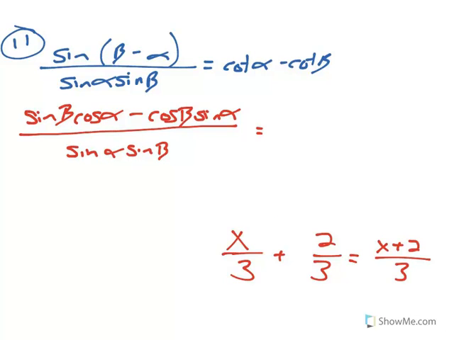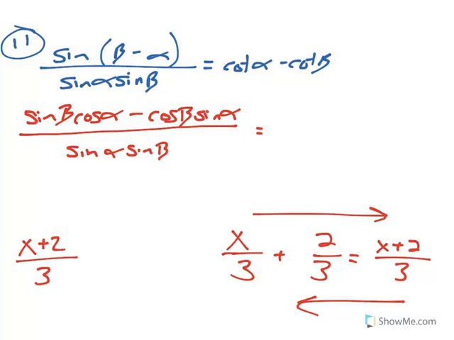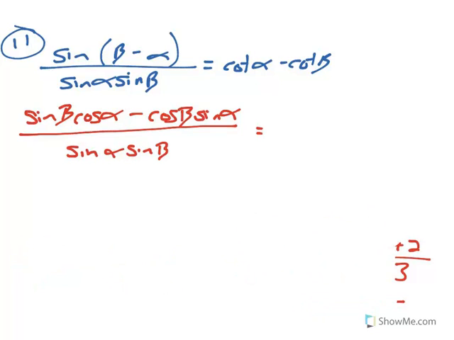So you can do this problem from left to right, and it's also true from right to left, which means if you have a fraction like x plus 2 over 3, you could break it apart to x over 3 plus 2 over 3. So what does that have to do with this problem? Well, I look at the right side and there's no fractions. On the left side, I have a fraction. One way to do this would be to take the denominator, which is sine of alpha, sine of beta, and put it with each term in the numerator. And I have no idea if this is going to work.